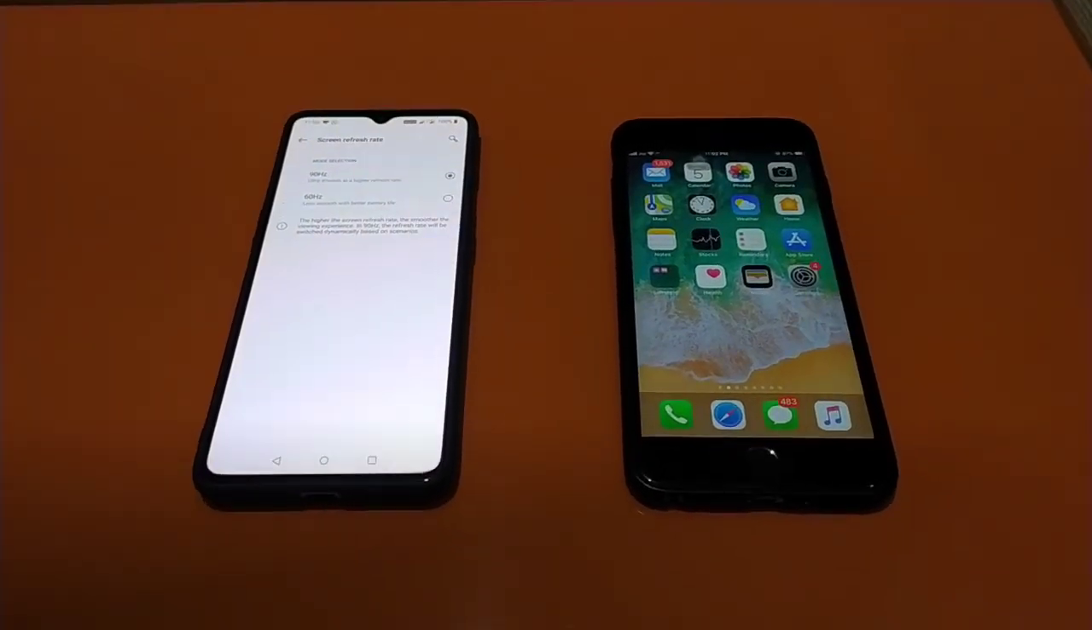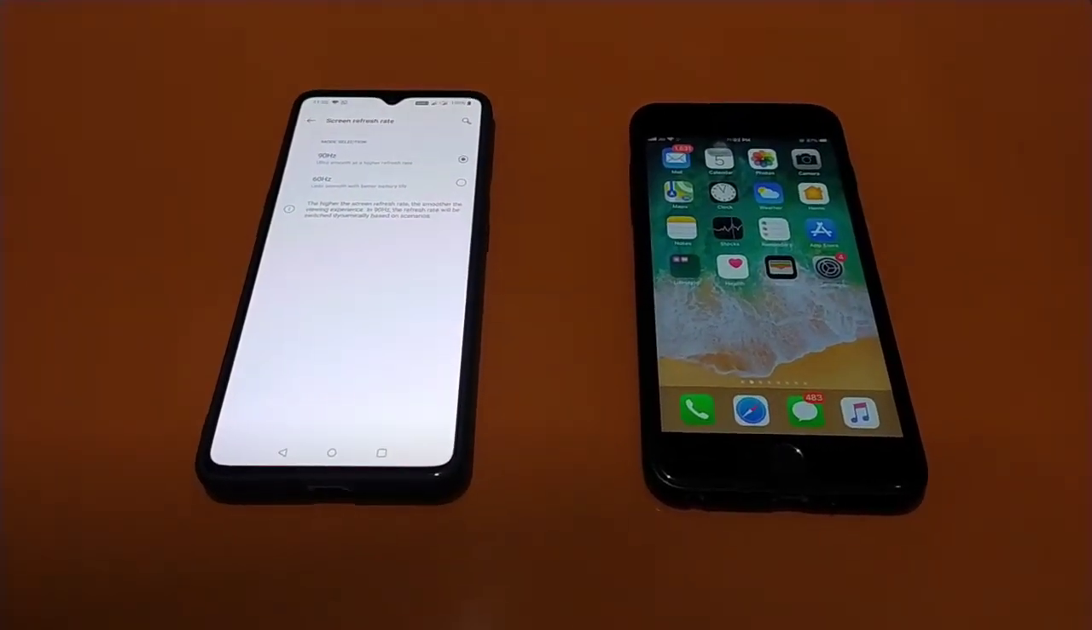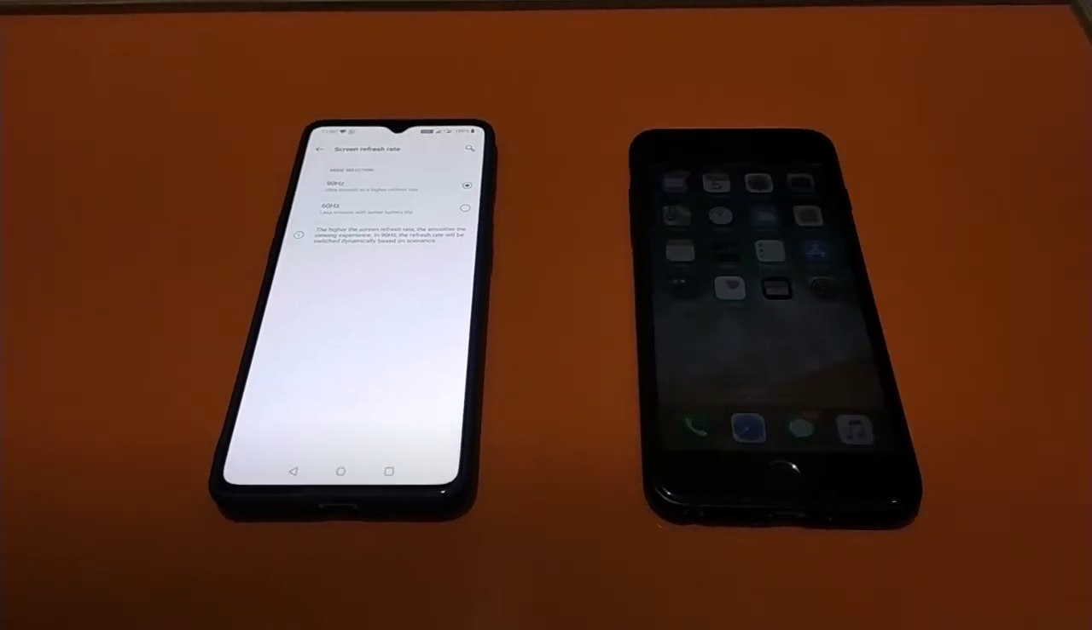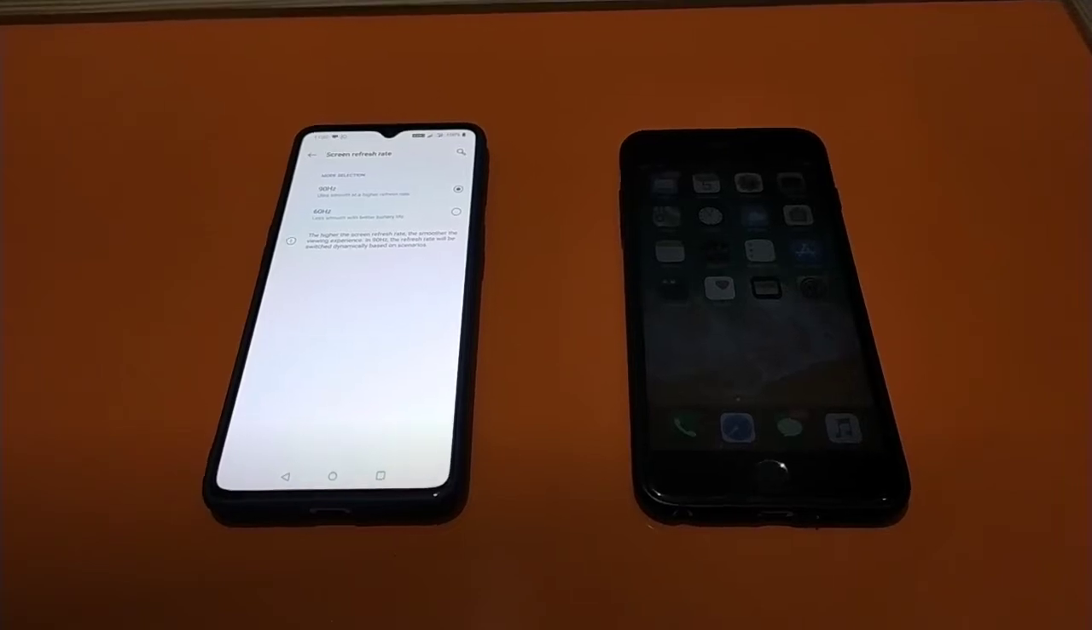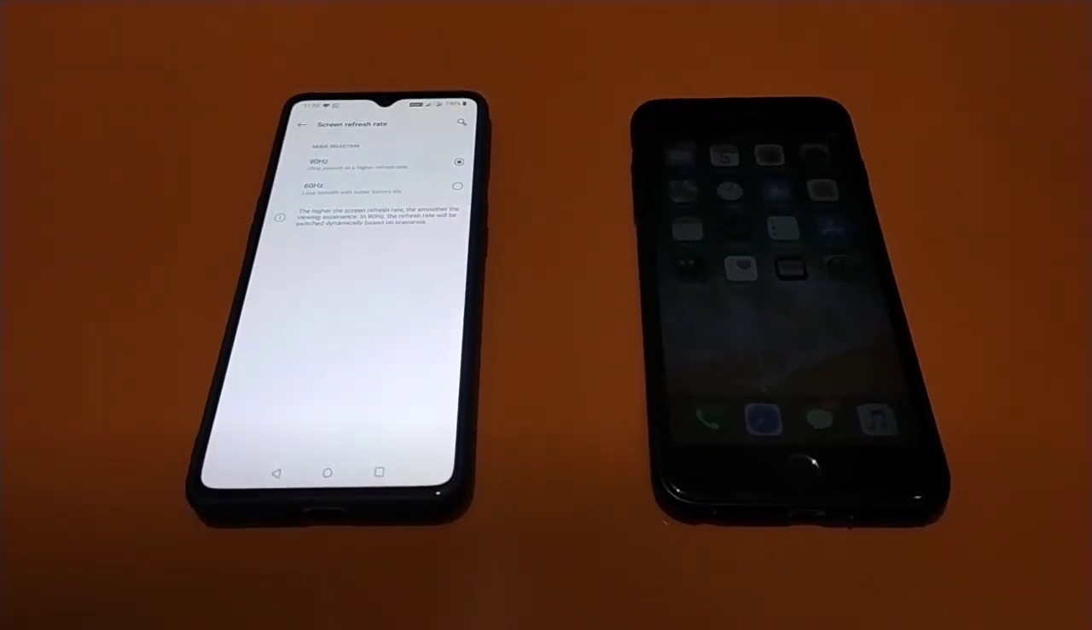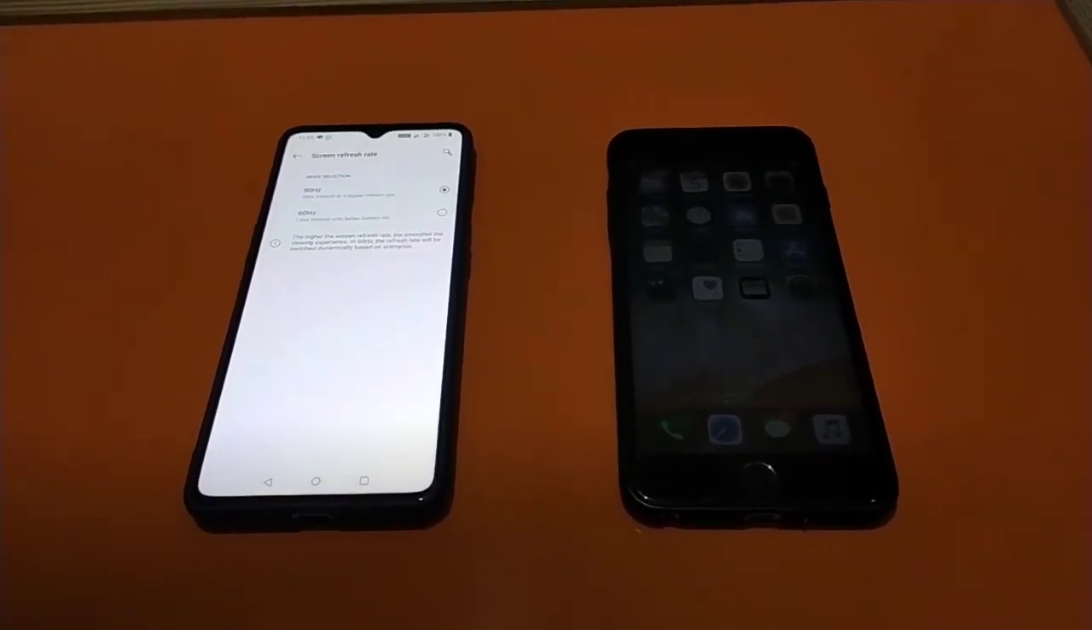So in today's video I'm going to talk about what is refresh rate and how it actually affects your performance. Should you consider it while buying smartphones? Everything we are going to cover about refresh rate, so stay tuned in the video and let's get started.